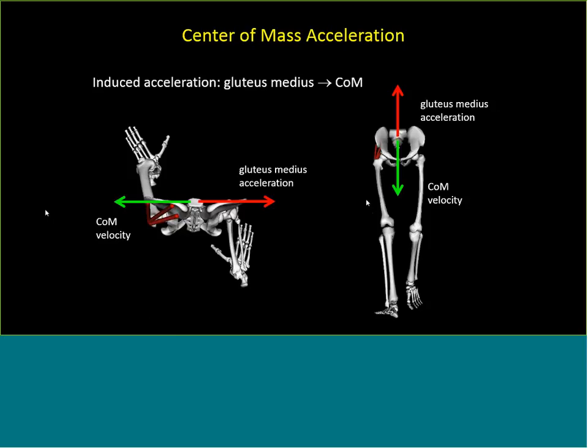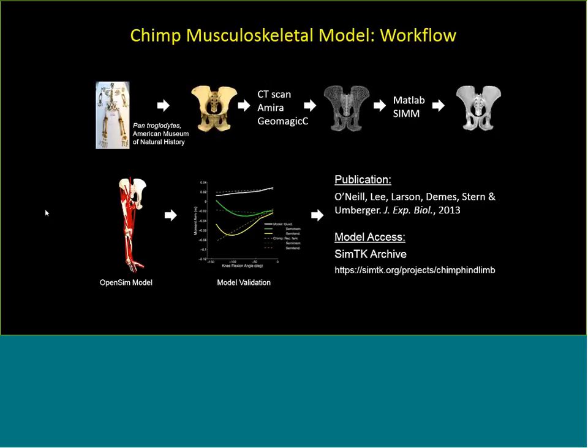So to do these analyses, we of course need a model of a human and a model of a chimpanzee, and there have been existing models of the human musculoskeletal system for a number of years now. But when we began this project, there were no models of the chimpanzee musculoskeletal system. So as part of this project, we needed to develop one from scratch. And this slide just shows a high-level overview of the workflow. I'm going to go through each one of these steps in a little bit of detail.